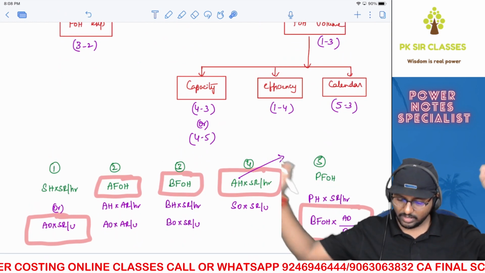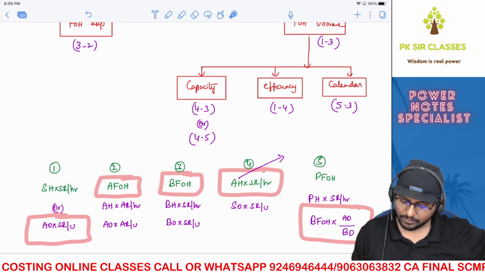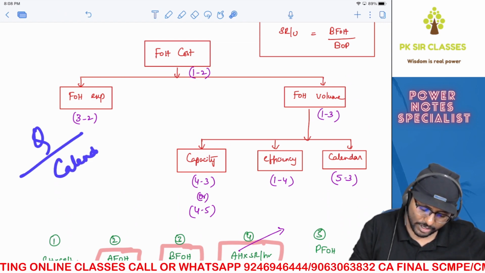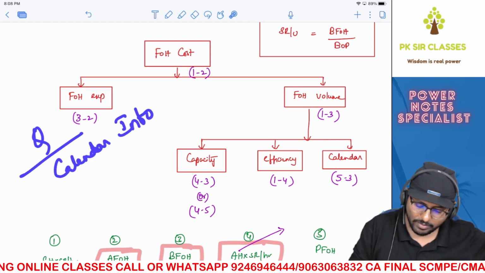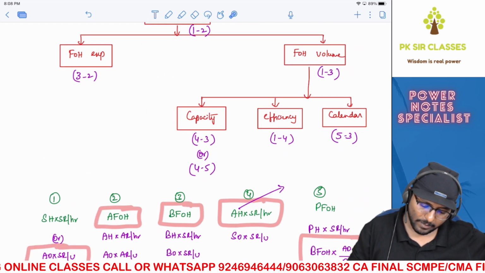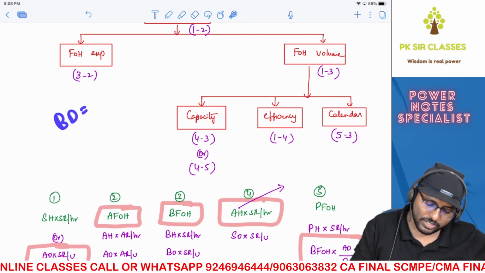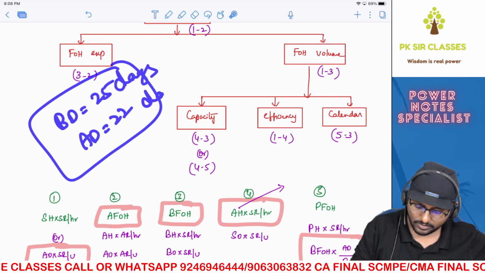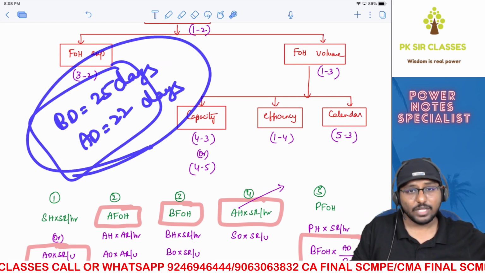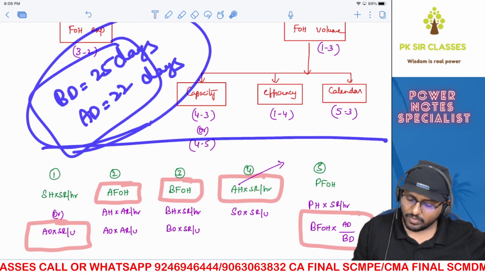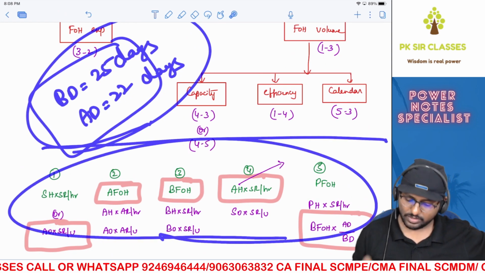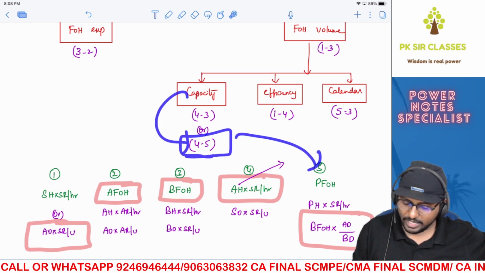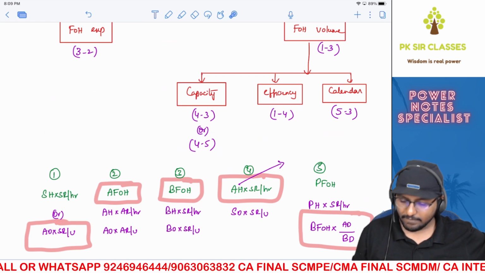Now the question is the formulas. Very simple. See, when you read the question, look out for calendar information. Sir, what do you mean by calendar information, sir? Means this I've told you, budget days is 25, actual days is equal to 22, this kind of information. If you find this information in the question, then you will get all the variances that you see here and you will get all the 5 formulas. In that case, the formula for capacity will be 4 minus 5. When you get 5, it will be 4 minus 5. Yeah, simple logic. Are you able to get me?